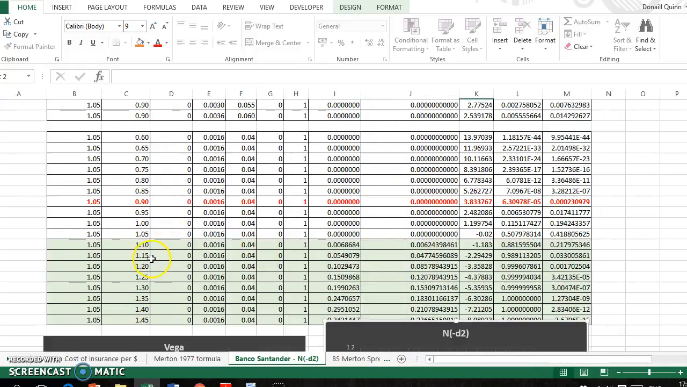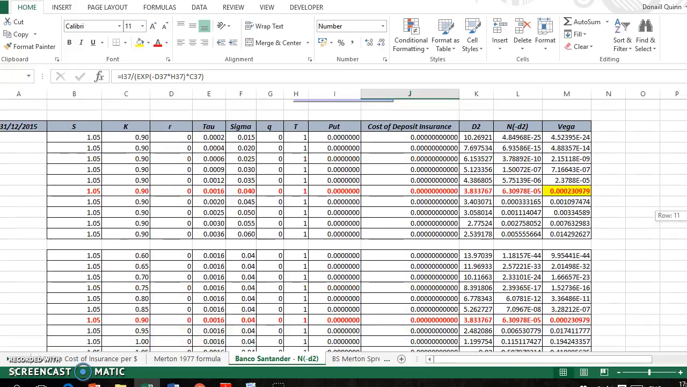The reason for that is that my K values have now surpassed my S values, and I'm now in the money. And here it's out of the money. So the value of the put is 0.